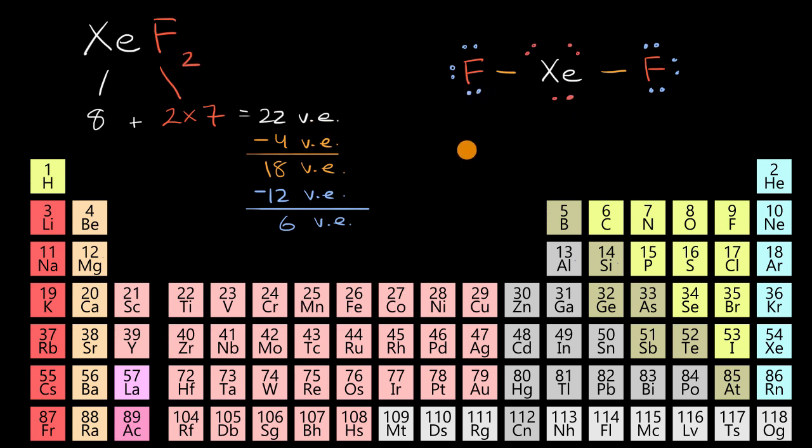Now what's interesting here is our fluorines, they have an octet of valence electrons. But what's going on with xenon? Xenon has 2, 4, 6, 8, 10 valence electrons hanging around. So this is one of those examples of an exception to the octet rule where we go beyond 8 valence electrons, which is possible for elements in the 3rd or higher period.